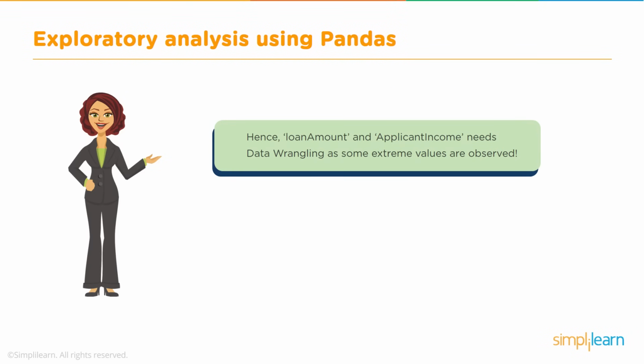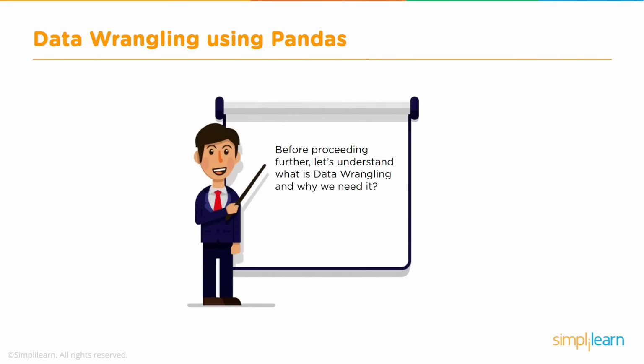What else can we do? We now understand a little bit about the data. So we need to do some data wrangling or data munging and see if we can bring in some kind of normalization of all this data. Before we actually go into it, we will try to understand what data wrangling is.